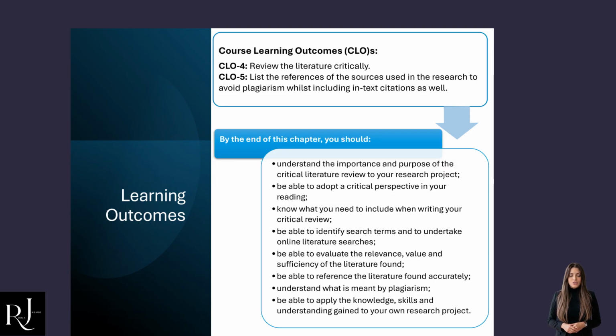We will explore how to adopt a critical perspective in your reading and what specific elements need to be included in your final written review. Furthermore, you will learn to identify search terms and undertake effective online literature searches across various databases. We will also cover how to evaluate the relevance, value, and sufficiency of the sources you find. Finally, we will address the technicalities of accurate referencing and the ethical implications of plagiarism, ensuring you can apply these skills directly to your own research projects.